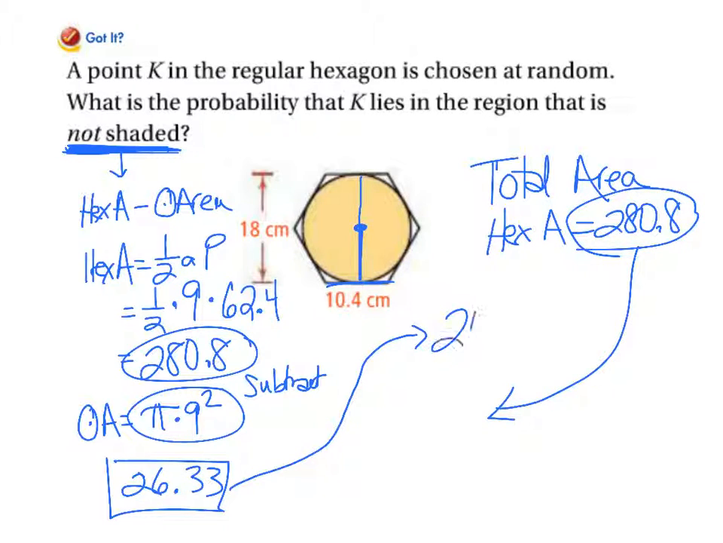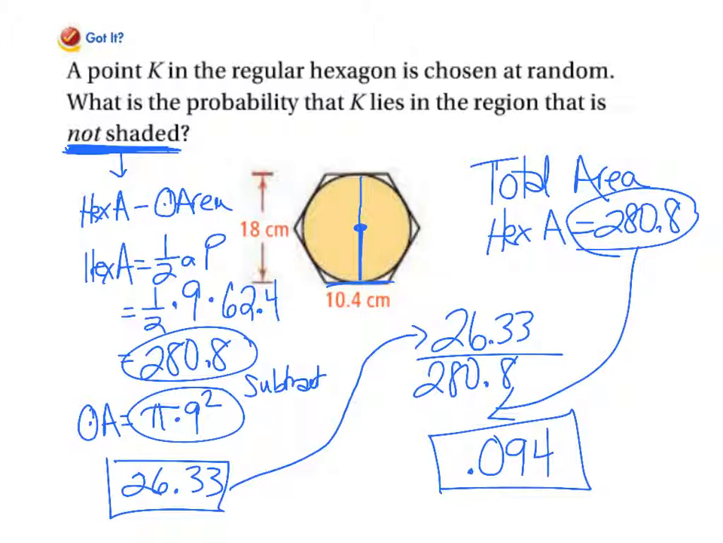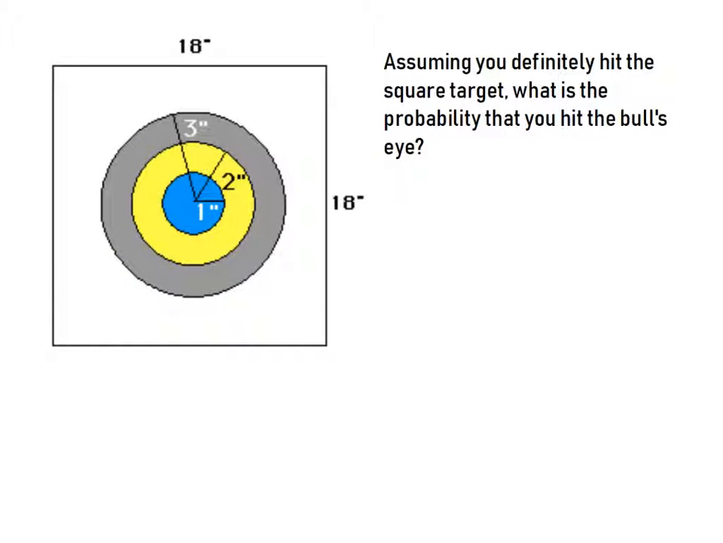That's a success. Remember, now I'm going to put the success over the total. So 26.33 divided by 280.8, and I have a 0.094, let's say, probability that that's going to hit the non-shaded part. Okay, that's pretty small. That's like a 9%, and that makes sense for my picture because there's not really much that's not shaded there, so it'd be a pretty small probability.